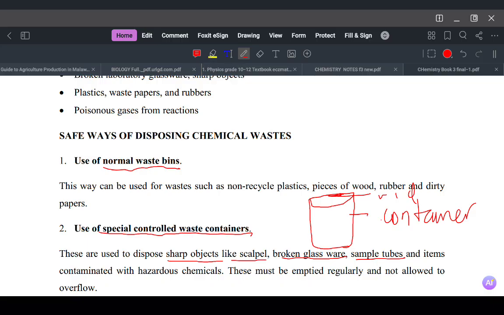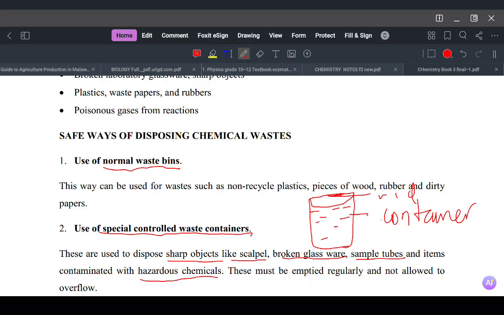They can be dumped into this. Items that are contaminated with hazardous chemicals can also be dumped into this type of container. These must be emptied regularly and not allowed to overflow. So do not let these fill up the container.